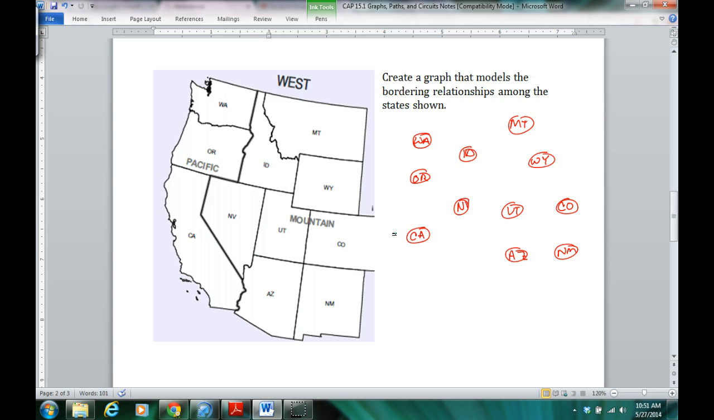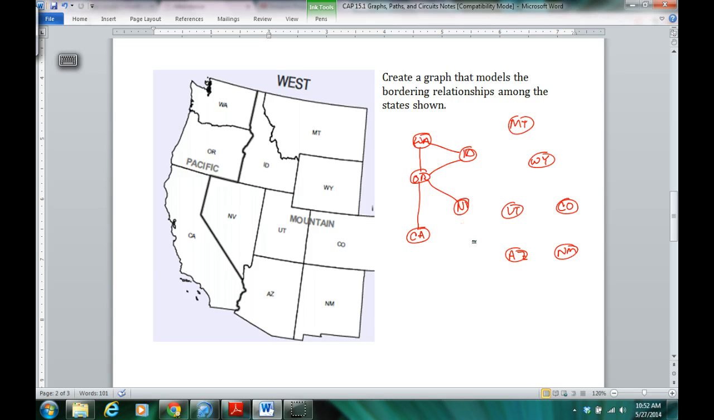Do I have them all? I think I do. Okay, so if I want to make a graph of this map, basically I'm going to make my vertexes, which I already have, and then I need to make my edges. And my edges are where they can connect a bordering state. So like Washington borders Oregon, and it borders Idaho. Does it border Montana? No, so I cannot make a connection between them, okay? So Oregon also borders Idaho, Nevada, and California. Oregon does not border Utah or Wyoming.